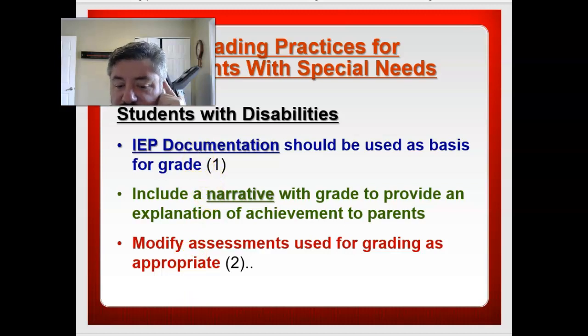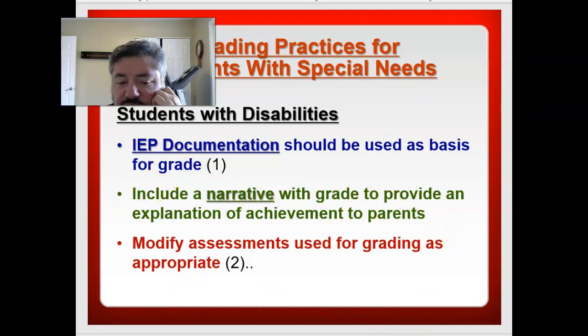If there's specific goals, make sure you assess the student's ability to meet the goals. For students with special needs, it's important to include a narrative with a grade to provide an explanation of the achievement to parents. Did they meet the IEP goals? Why didn't they? How could they improve? Right? So if you write a narrative, that's just not giving them A, B, C, or D. The student performed at a 50% skill level on serving the volleyball. All right. And then you could give them ways to improve as well.